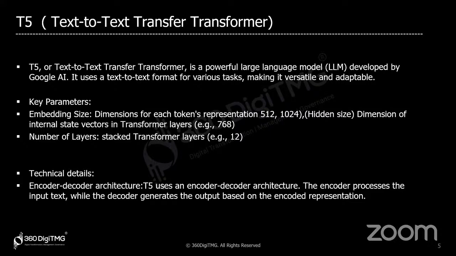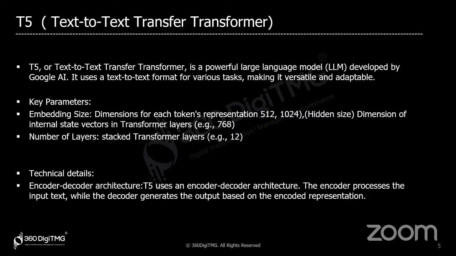Then there is hidden size. The hidden size is the dimension of internal state vectors in the transformer layers, which is 768. What it means is that the vector processed within each layer of the model has 768 components, internal hidden components. Okay, 768 components there are.